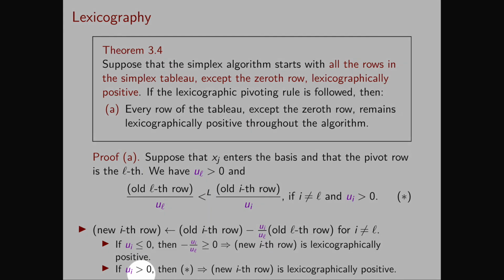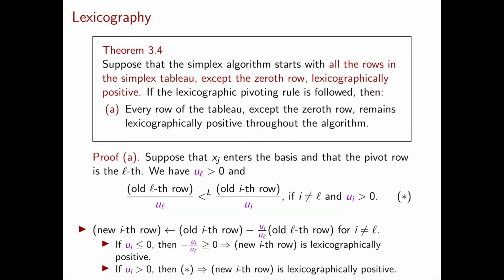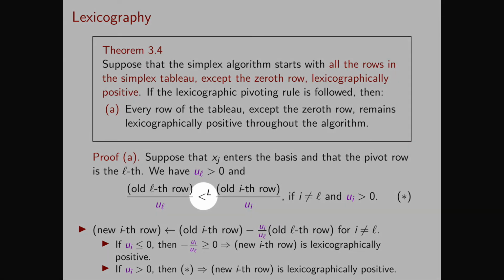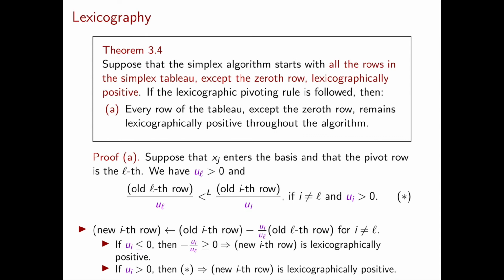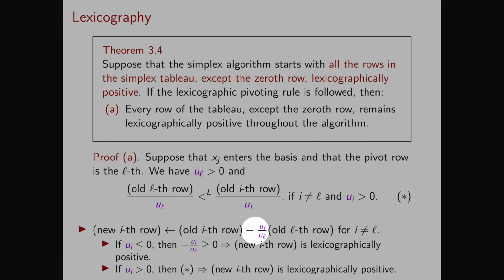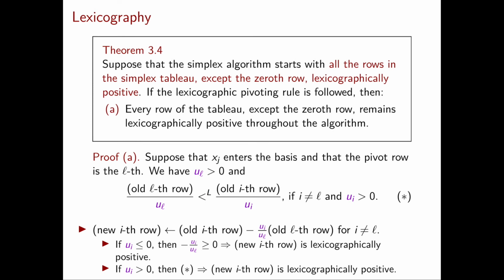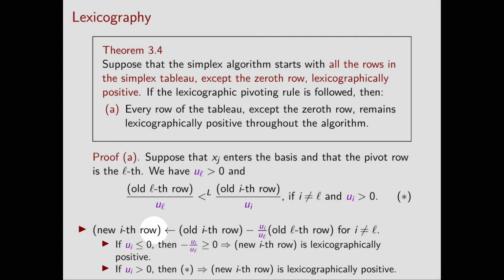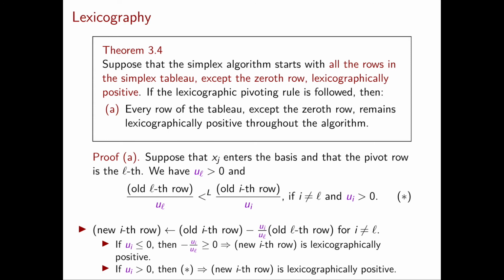The remaining case is when UI is strictly positive. In this case, we can obtain that the new ith row is lexicographically positive using our relation over here. In fact, all you need to do is bring the left-hand side to the right and then multiply by UI. You will obtain that the old ith row minus UI over UL times the old lth row is lexicographically positive. Therefore, the new ith row is lexicographically positive. And this completes the proof of point A in the theorem.